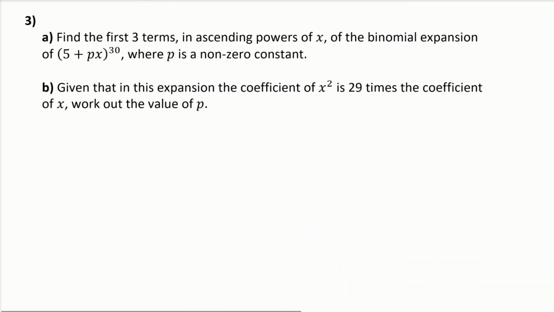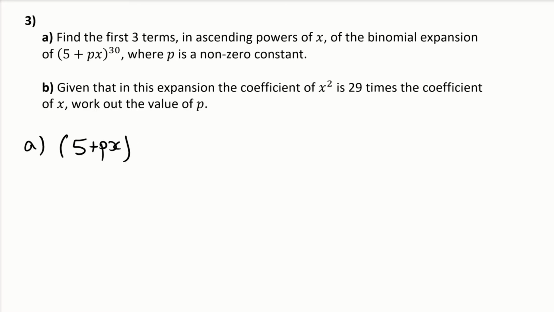And now for our third question. So this one's a little bit different, a little bit more interesting. Part A is a bit business as usual. They're asking us to find the first three terms in ascending powers of x of the binomial expansion of (5 + px)^30, where p is a non-zero constant. We're just going to expand this binomial expansion as normal.